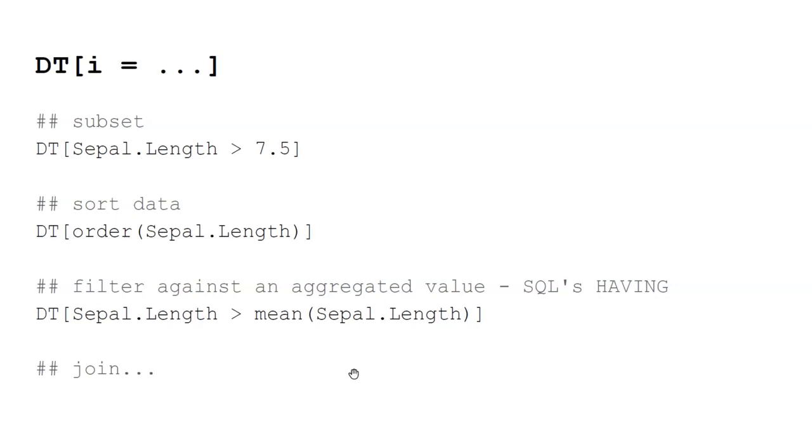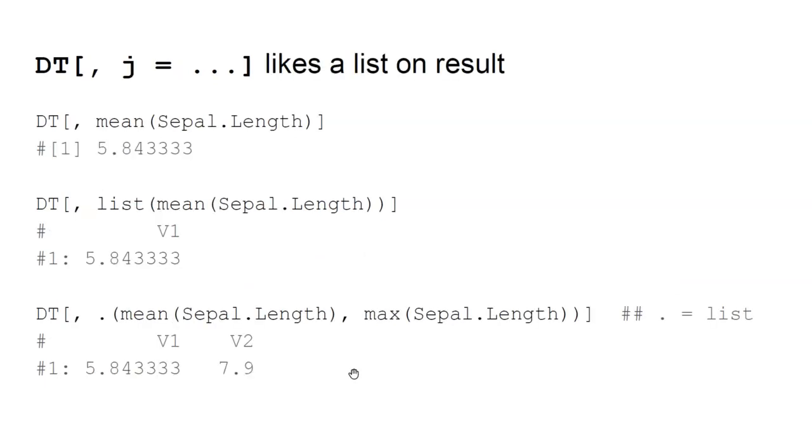We can as well filter against an aggregated value. It's like in SQL language, it would be having. To make this in data frame wouldn't be very different. We would have to prefix both variable names with the data frame name. And we can also join, but this I will cover in another slide.